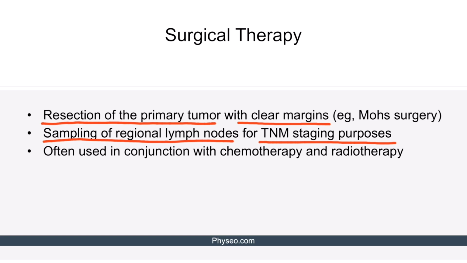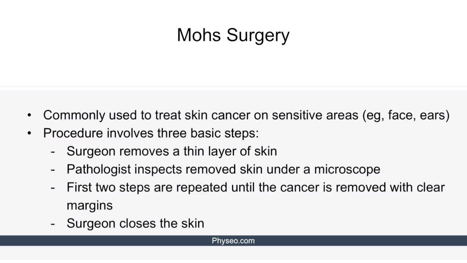Lastly, surgical therapy is often used in conjunction with chemotherapy and radiotherapy, and that's to help achieve that synergistic therapeutic effect. So oftentimes it's not done alone. So basically just remember that surgical therapy is often not done alone. As mentioned already, Mohs surgery is a high-yield example of surgical therapy that warrants a deeper discussion. So we're going to dive into this one specifically, even though there are multiple types of surgical resections.